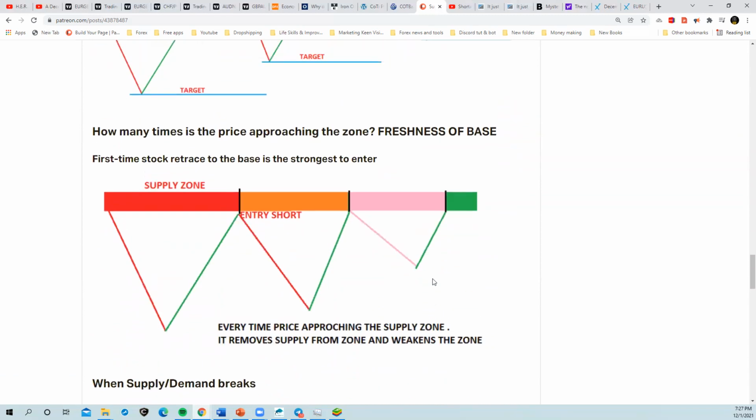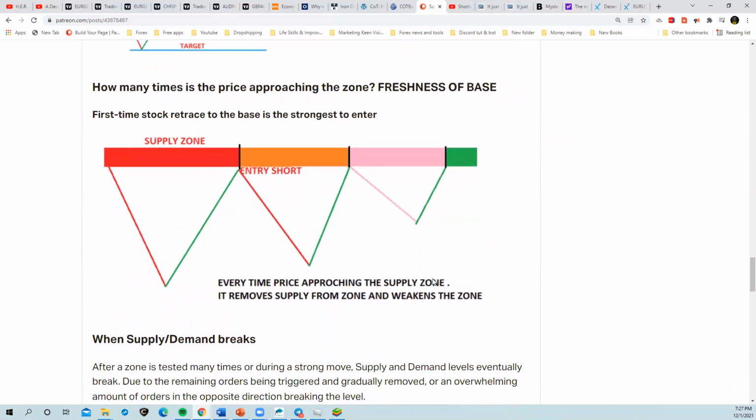We're almost finished here. A couple more slides or pages. Now, how many times is price approaching the zone? Freshness of the base. Price can hit these supply zones, as we've seen in the example earlier, multiple times and then fall. Now, the first time the stock retraces, the base is the strongest to enter. We hit it again, price starts falling, it's going to be weaker, weaker, weaker, or you start getting higher lows, lower highs, higher lows, lower highs.